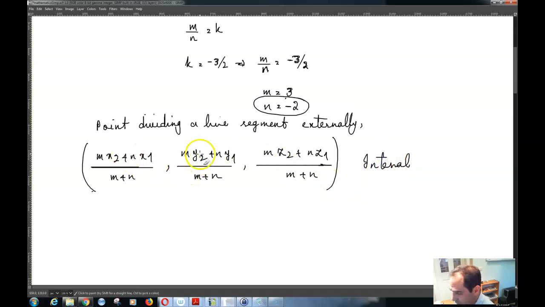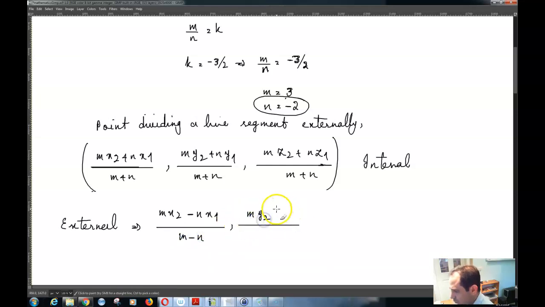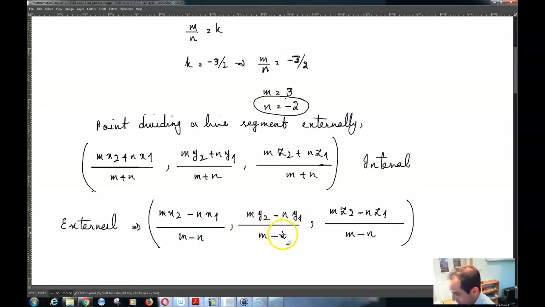And then when we derived the coordinates of the point dividing the line externally, we got these coordinates by saying that every n becomes a negative n, meaning that the coordinates became m x2 minus n x1 over m minus n, and m y2 minus n y1 over m minus n, and then we had m z2 minus n z1 over m minus n. And you can see that over here your n is negative.